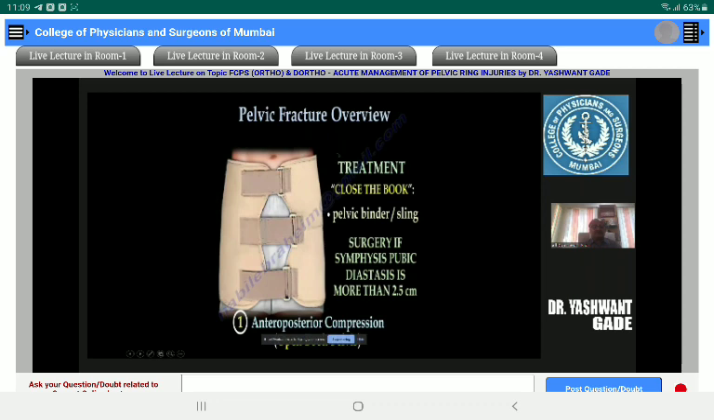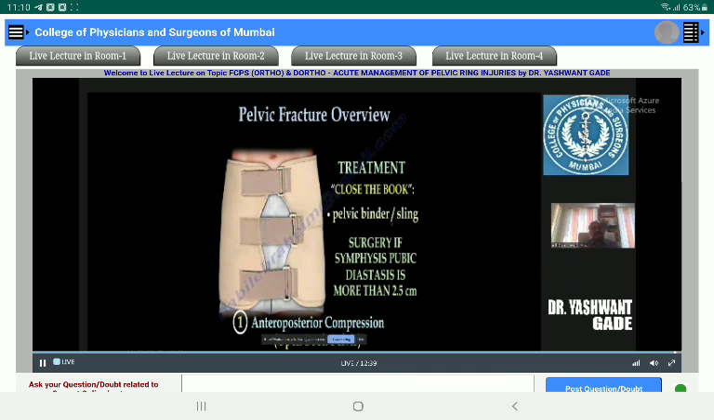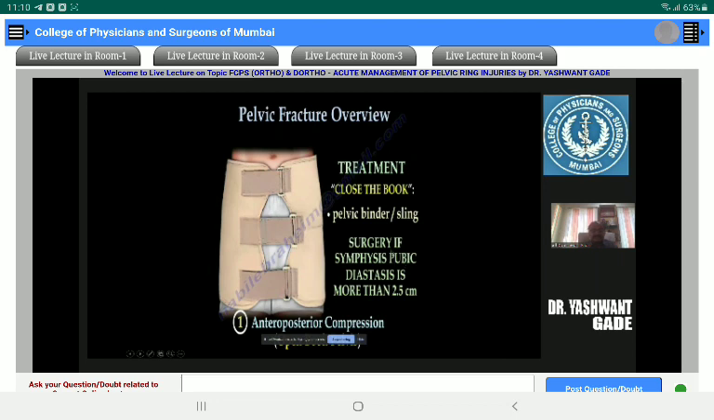Now, what is the treatment for this anterior-posterior compression, that is open book fracture? The treatment is close the book, that is closure of the anterior symphysis diastasis. Now, how to close this book? One way is a pelvic binder, or you can apply a sling across the two ilium and tighten it so that the book can be closed. Surgery is indicated when the diastasis of the pubic symphysis is more than 2.5 centimeters.